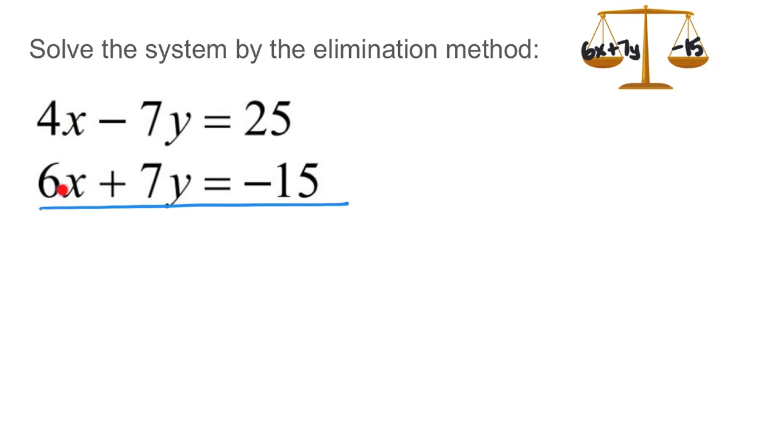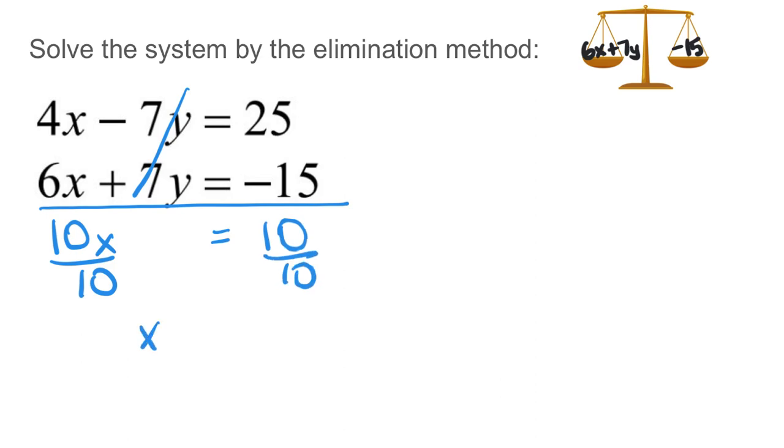So in essence, we can just add the left side of the equation together and the right side of the equation together. And because they're equal, I haven't changed the value of our system. So in adding our equations together, my x's become 10x. But my negative 7y and my plus 7y cancel, and 25 minus 15 is 10. Now I can divide both sides by 10, and I'm left with x is equal to 1.